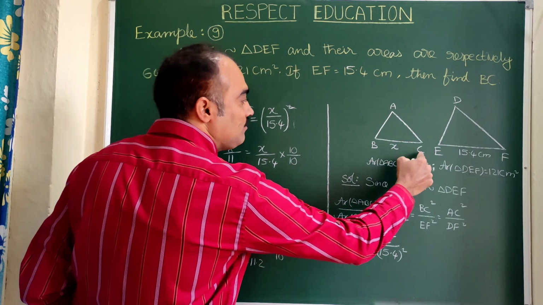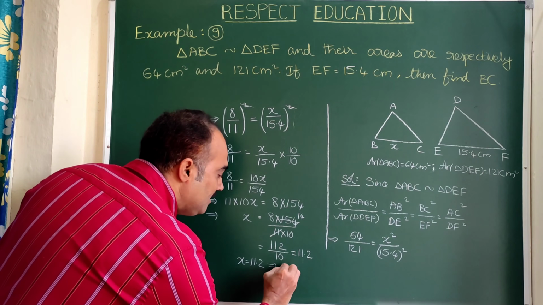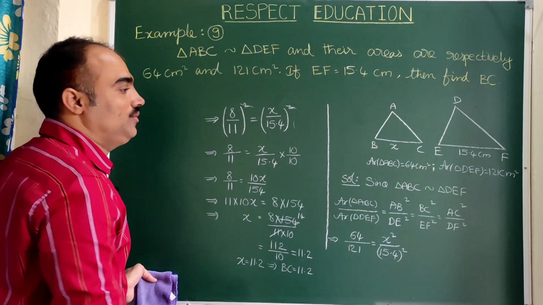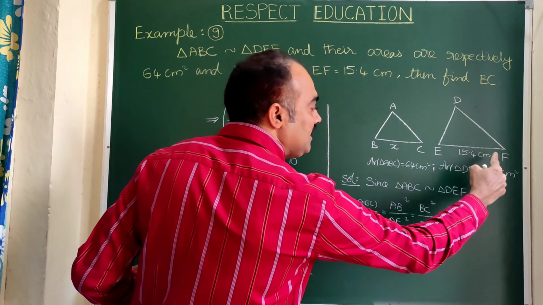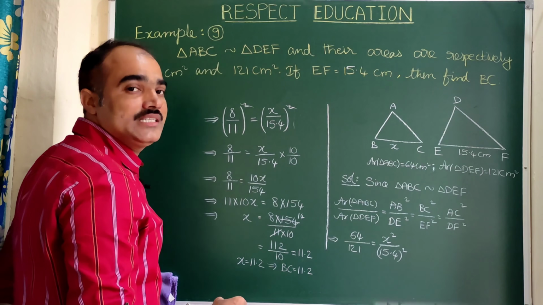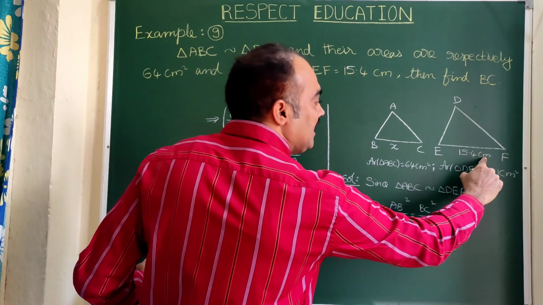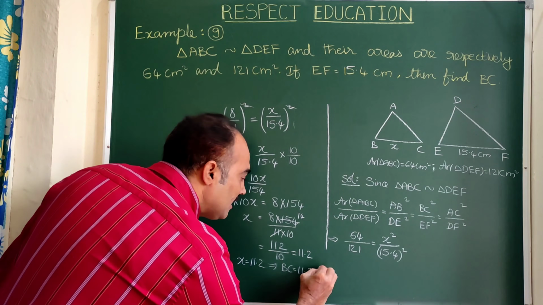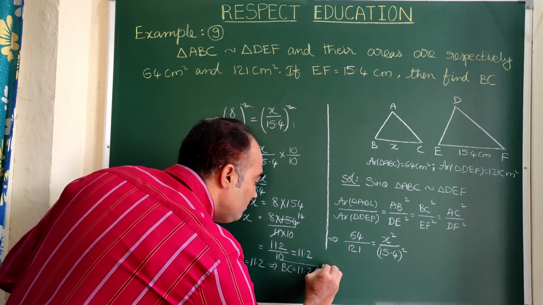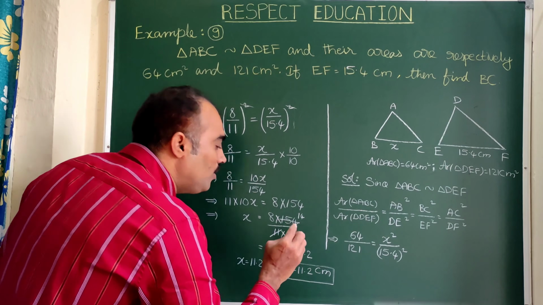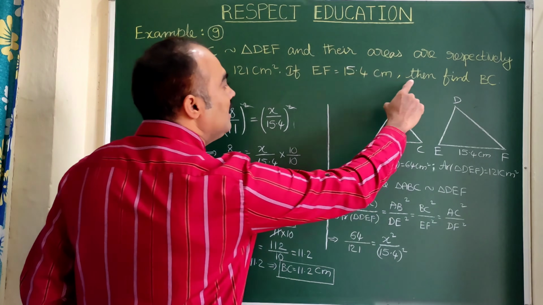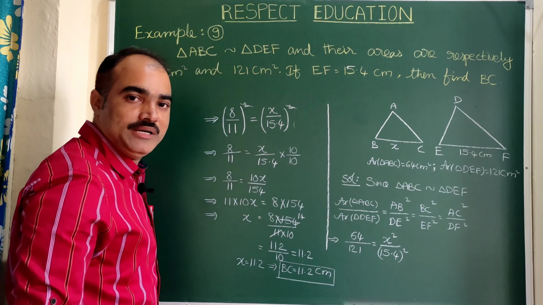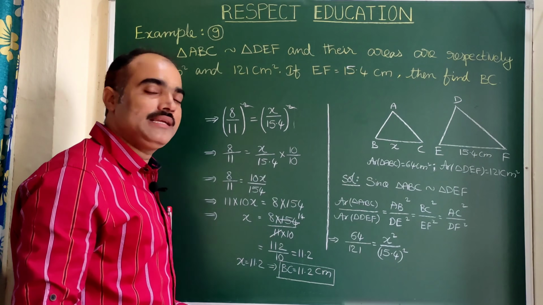Here X is nothing but BC. So we can write BC is 11.2. Here you observe the units. Area in cm² means square centimeter. Here the side is in centimeter, so definitely X also will be in centimeter. So BC value is 11.2 centimeter. Here see the question: find BC. Therefore BC is equal to 11.2 centimeter. With this, example 9 gets completed.